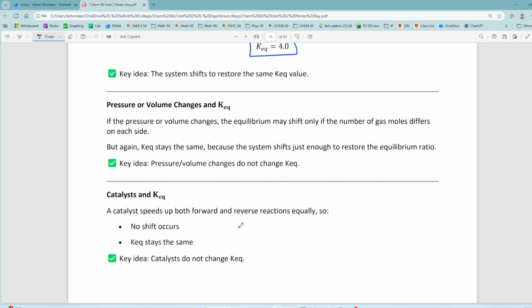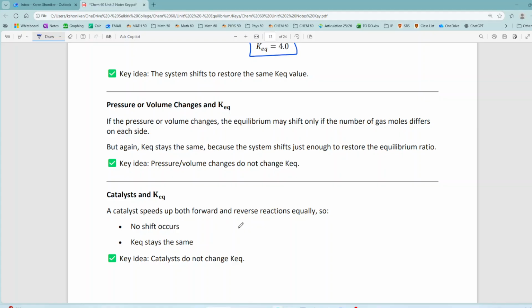Pressure and volume work very much the same way. If the pressure or volume changes, the equilibrium may shift only if the number of moles of gas differs on each side. So remember that one where it was like 2 moles of gas on the left and 2 moles of gas on the right, and there was just no effect if you changed the pressure or the volume. So if there were differing numbers of moles of gas, then again, you're going to shift just enough to restore you back to that equilibrium ratio.